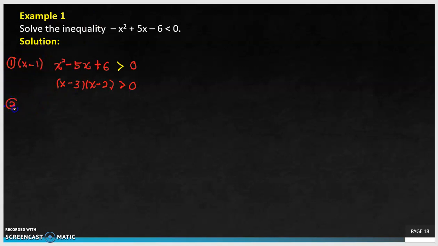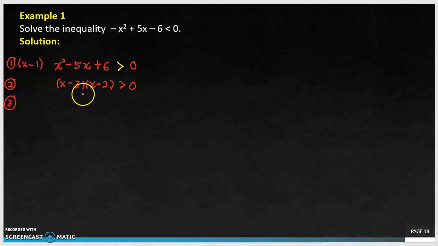Step 2, factorize. So step 1, we try to multiply by negative 1. Step 2, we try to factorize. Step 3, we try to find the critical value and critical line.